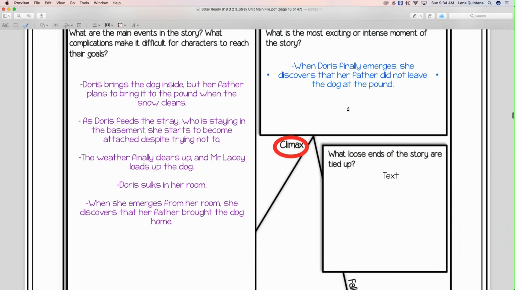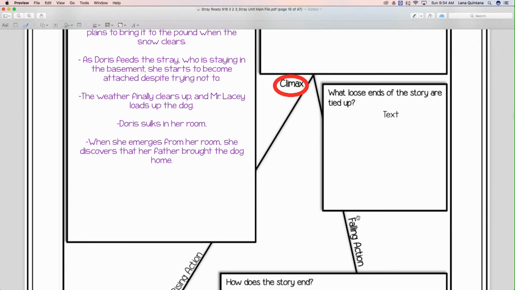All right, so that was the most exciting moment in the story for sure. Okay, let's go down here. This is our falling action now. Let's go ahead and circle it in red. Okay, I can change my color. Let's do green.